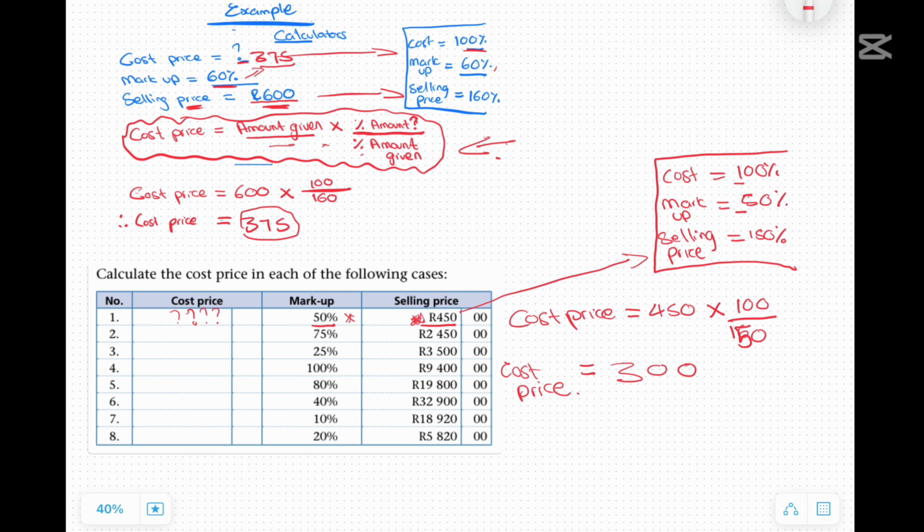Please try to do number 2 up to number 8 and comment down below the answers.